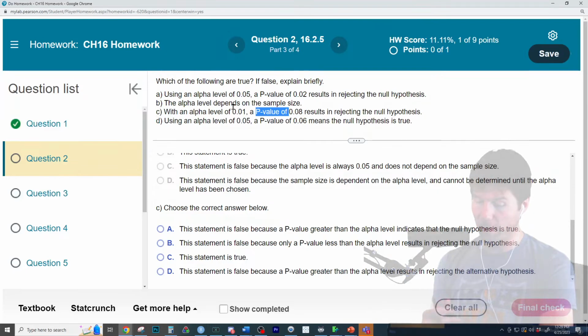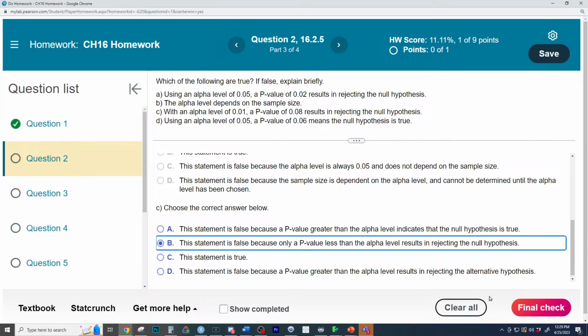So when the p-value is high, you fail to reject. This is false because only a p-value less than alpha results in rejecting the null. That is correct.